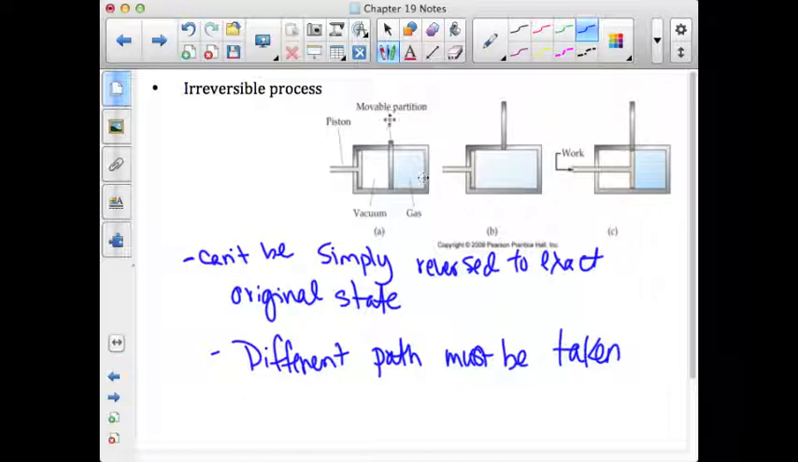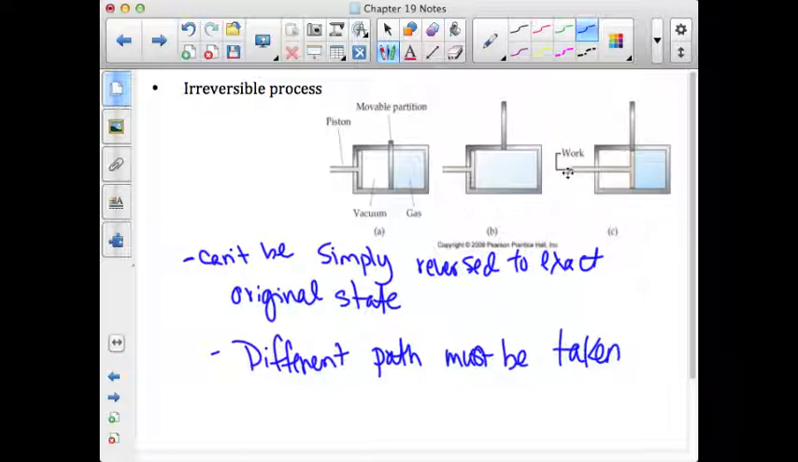Okay, I move this partition in between these two. As soon as you move the partition, it's spontaneous. This gas that's in here is going to spread out. That's a spontaneous process. In order to get it shoved back to the other side, I can't just put the partition back down again. That's not going to work because I'm going to end up with half of the gas on one side, half of it on the other.